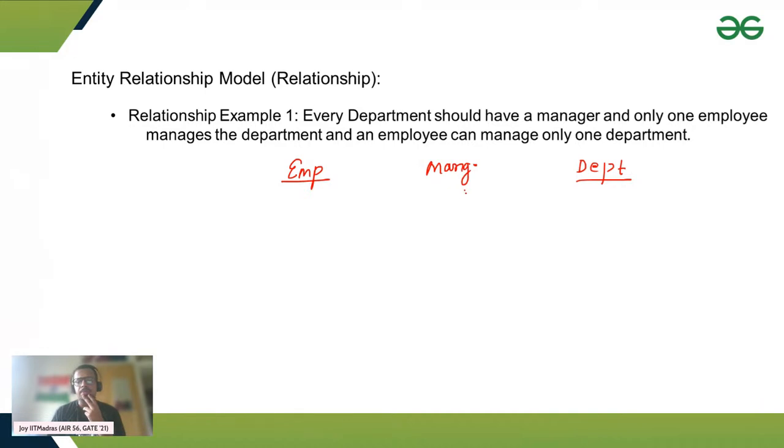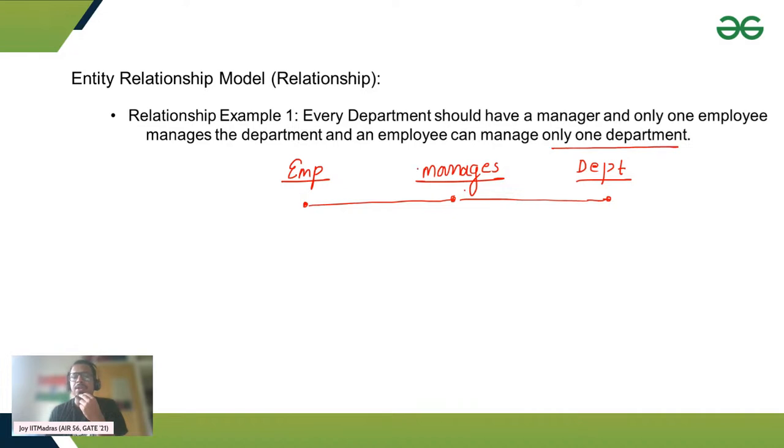Managers. So we can see that we have employee, we have department, we have managers. It says that every department should have a manager, and only one employee manages the department. So an employee manages a department. It is also telling that every department should have only one employee as a manager, and every employee can manage only one department. So there is no point of having many employees managing one department, or one department being managed by many employees.